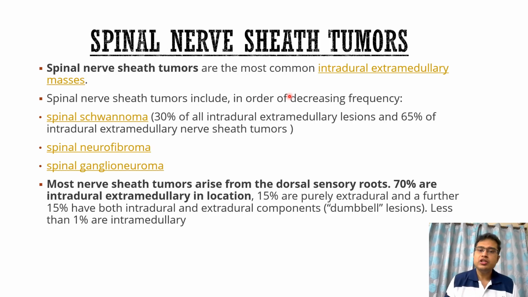The spinal nerve sheath tumors are the most common intradural extramedullary masses, and the nerve sheath tumors include, in order of decreasing frequency, spinal schwannoma, then neurofibroma, and then ganglioneuroma. Most nerve sheath tumors arise from the dorsal sensory roots, and 70% are intradural and extramedullary in location.